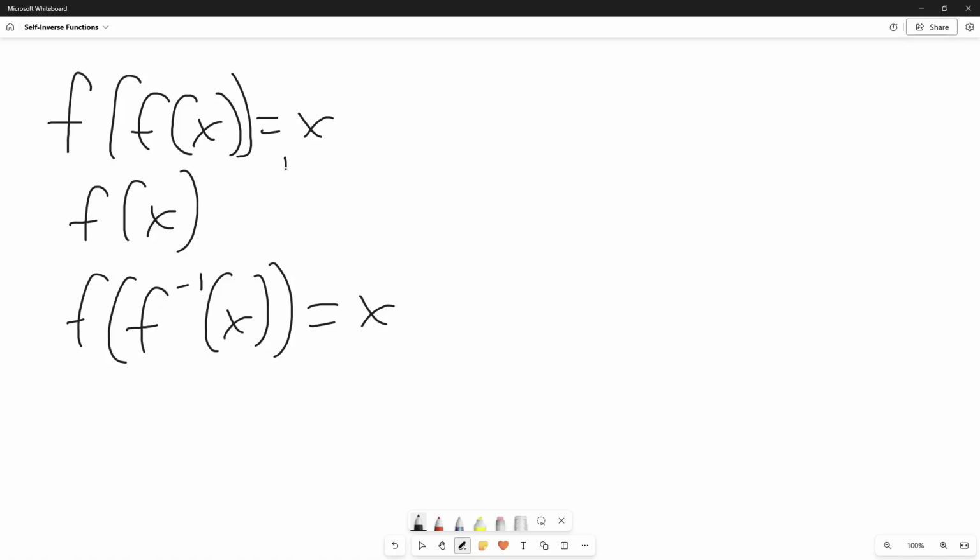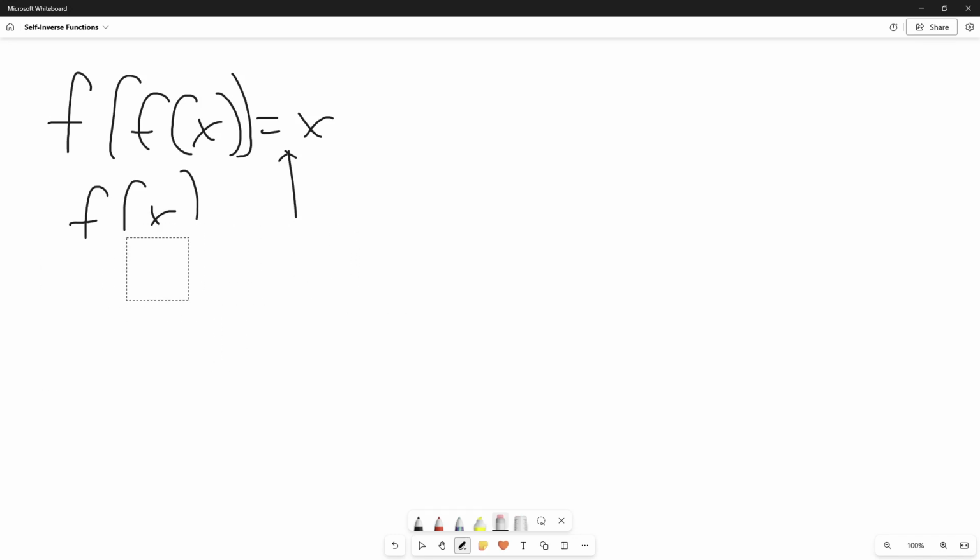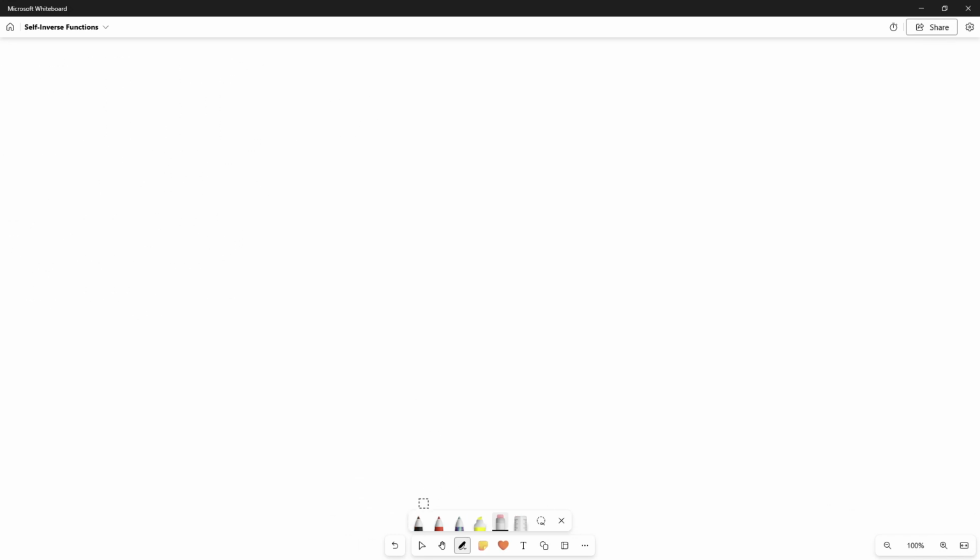But if both of these are true, and this one always is, then that means f of x and the inverse of f of x are always the same. So we can also write this if both are true. And this is actually the second condition that I talked about, meaning that if this is true, then this is true. And if this is true, then this is true. So you only need to prove that one of them is true, because if one is, then the other one always is.